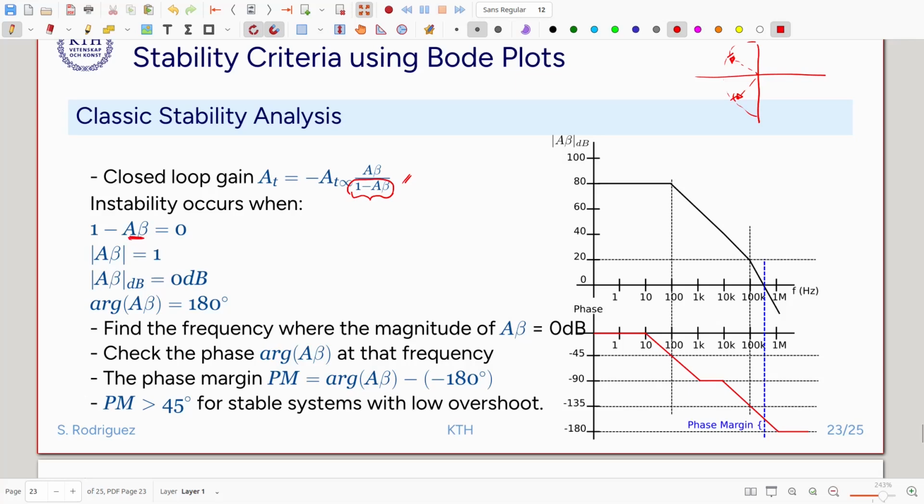These are complex numbers, so then we have that 1 minus A beta is equal to 0. Then we can see that the problem occurs when the loop gain is equal to 1. That means when it is 0 dBs, and when the argument or the phase is equal to minus 180 degrees. So when the loop gain is equal to 1 and the phase is 180 degrees, this means that the poles will be located here, and then the system will start to oscillate.